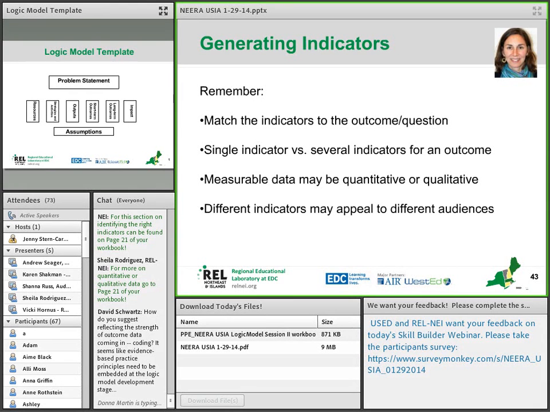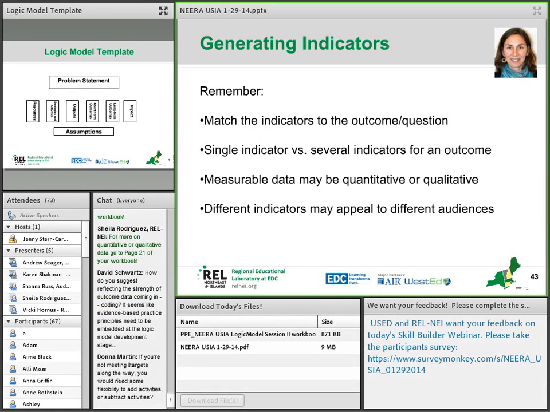So with that, I just see a question before I move back to Shayla, and we'll move to the next section of the workshop. David Schwartz has asked, how would you suggest reflecting the strength of outcome data coming in? It seems like evidence-based practice principles need to be embedded at the logic model development stage.